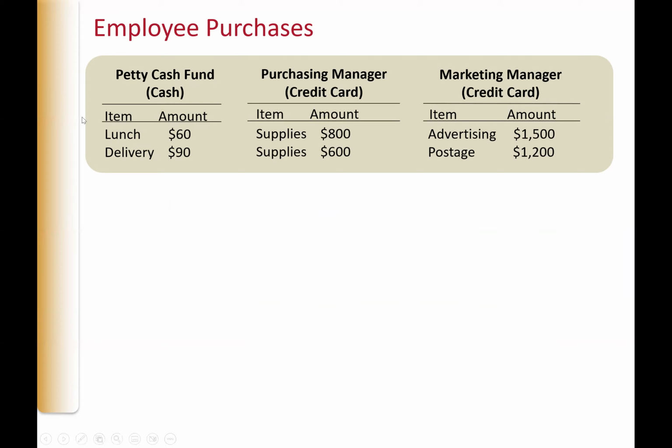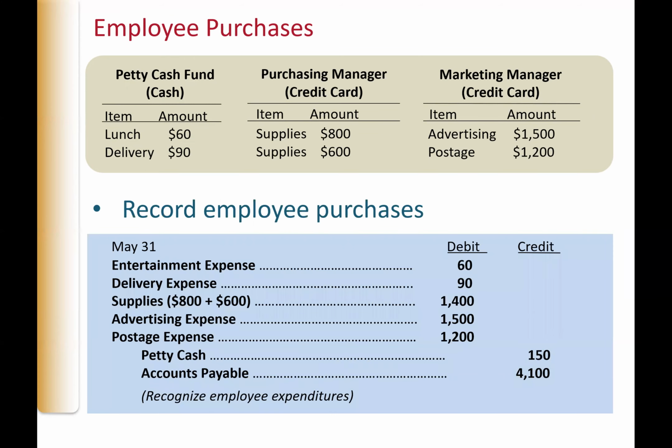So as you see, monies handled through the petty cash fund was a lunch and a delivery. The purchasing manager used a credit card for supplies, and the marketing manager used a credit card for some items. So what we'll do is record the entertainment expense here of 60, the delivery expense of 90, debit supplies of 1,400 here, debit our advertising for 1,500 and our postage for 1,200.